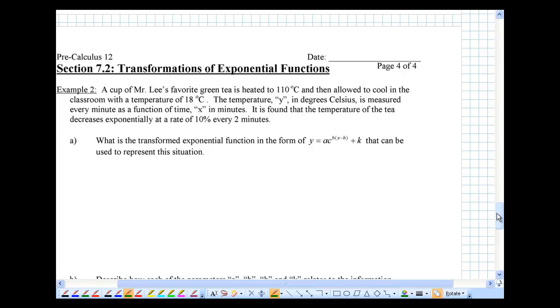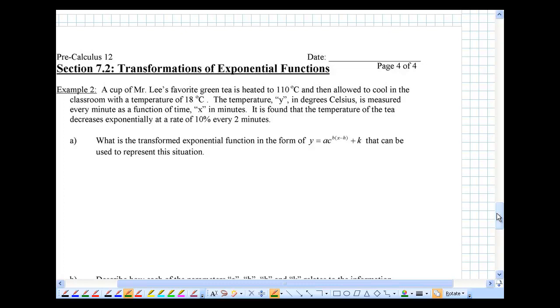Well, I've got a cup of green tea here. It's being heated to 110 degrees Celsius, just like how I like it, and then allowed to cool in the classroom that has a temperature of 18 degrees Celsius. So notice the cup of tea will get cooler and cooler, and it will pretty much reach room temperature and stay at room temperature. Here it says the temperature Y in degrees Celsius is measured every minute as a function of time. So I'm comparing the temperature with respect to time.